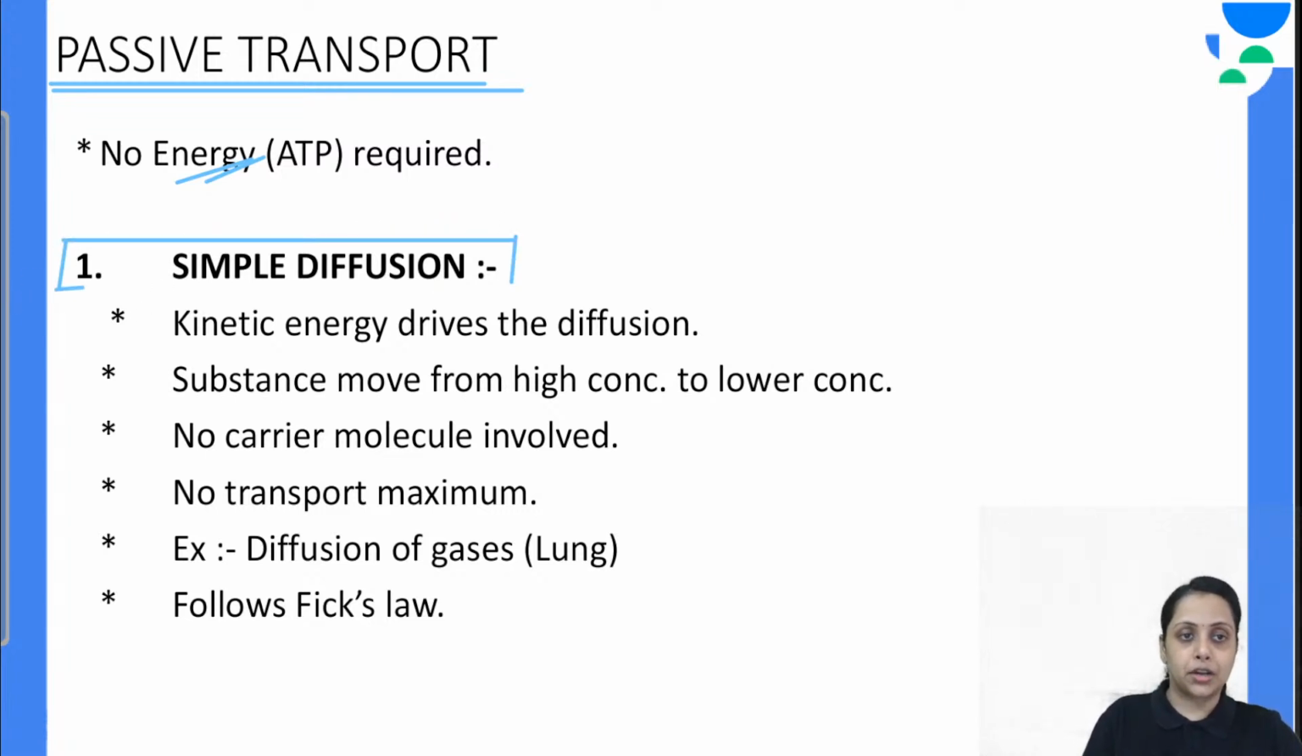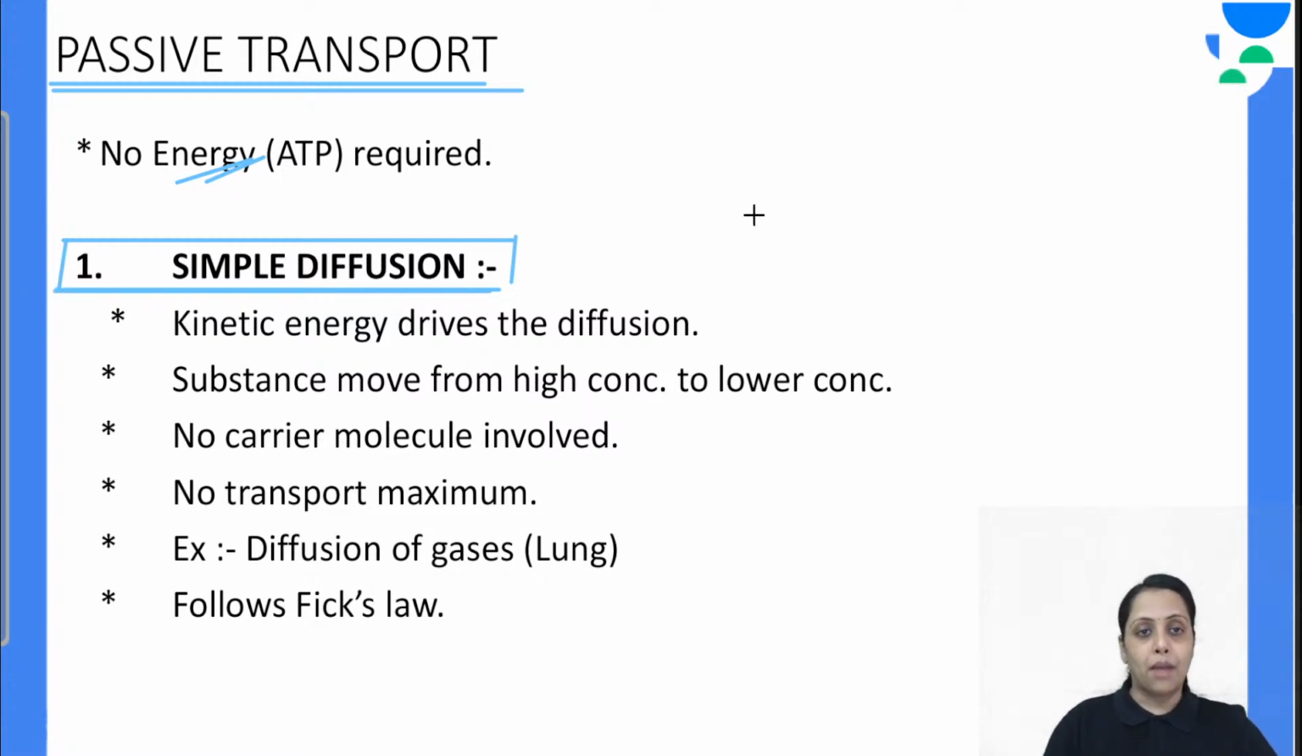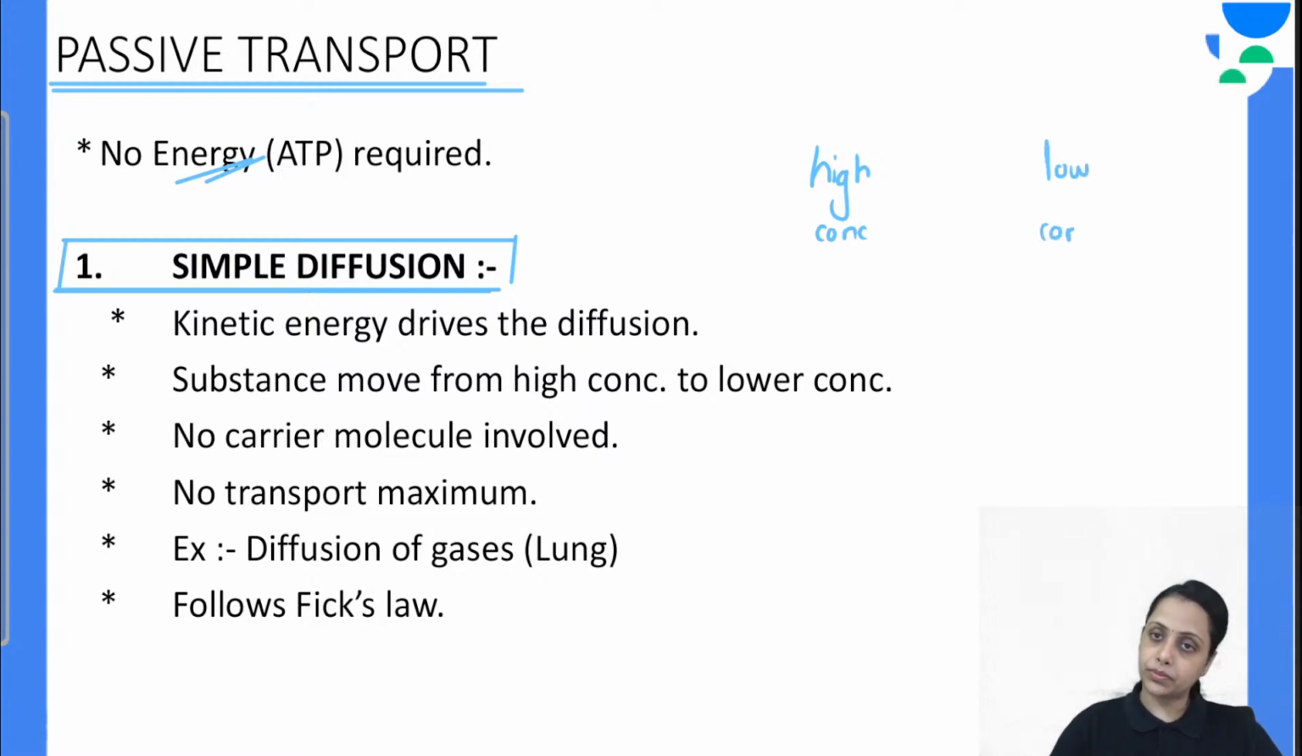How does this diffusion occur? Normally diffusion occurs from higher concentration to lower concentration, and this concentration gradient forms the kinetic energy.